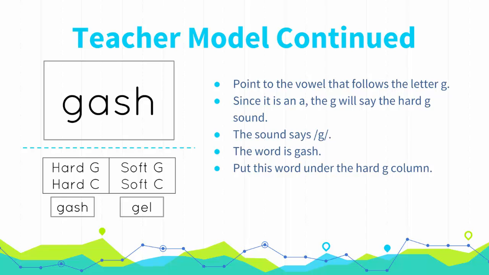Model these same steps with the word card gash. Point to the vowel that follows the letter G. Since it is an A, the G will say the hard G sound. The sound says g, the word is gash. This word goes under the hard G column.